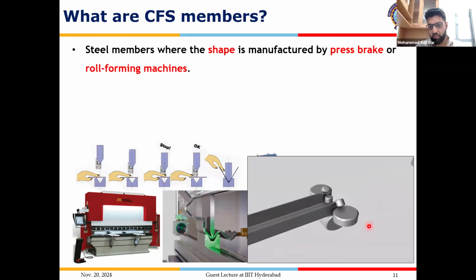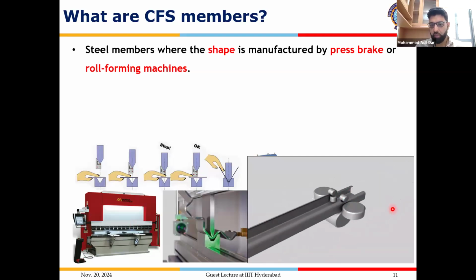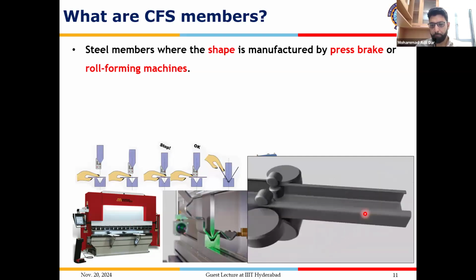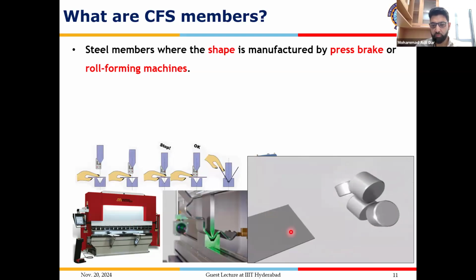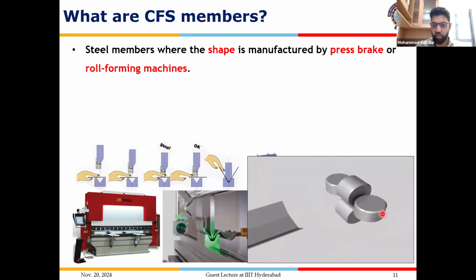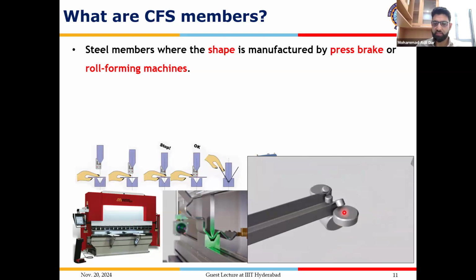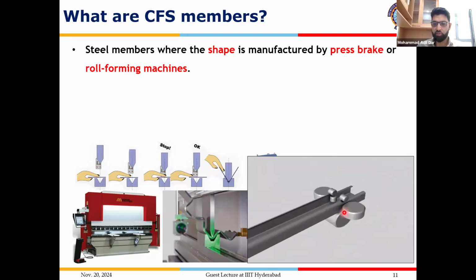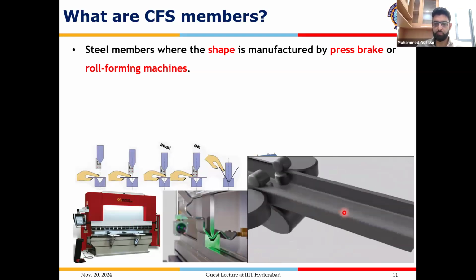Now this is cold rolling in action. You can see this is a flat steel strip. These are the rollers, a series of rollers, and this is how it converts a flat steel strip into the lipped channel section.